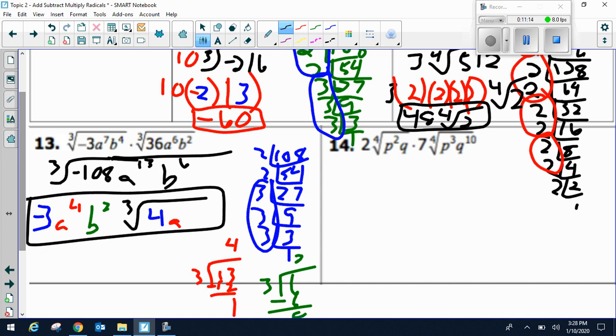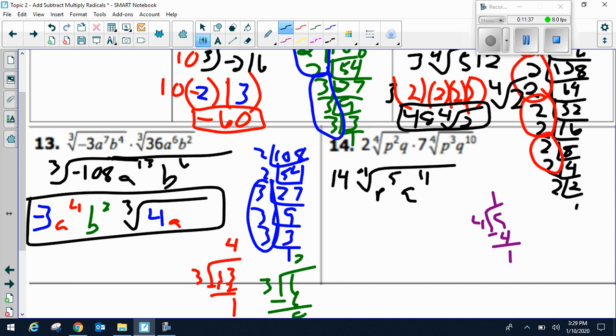And same thing for the last one. Okay, multiply outside to outside, so that gives you 14. And then you got to add the exponents of the letters. So p squared times p to the third would be p to the 5th. Q times q to the 10th is q to the 11th. Okay, since we have no numbers inside, we just have to worry about the letters. So 4 goes into 5 once with the remainder of 1. So what that tells me is that 1p comes out and 1p stays in.